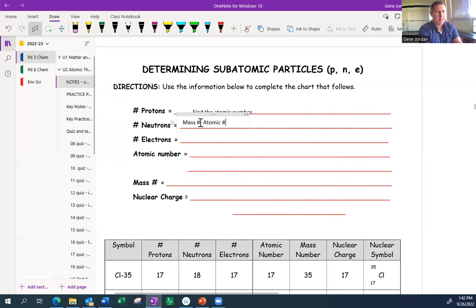And that always equals, okay? And how do you find the number of electrons? Well, the protons equal electrons in a neutral atom.